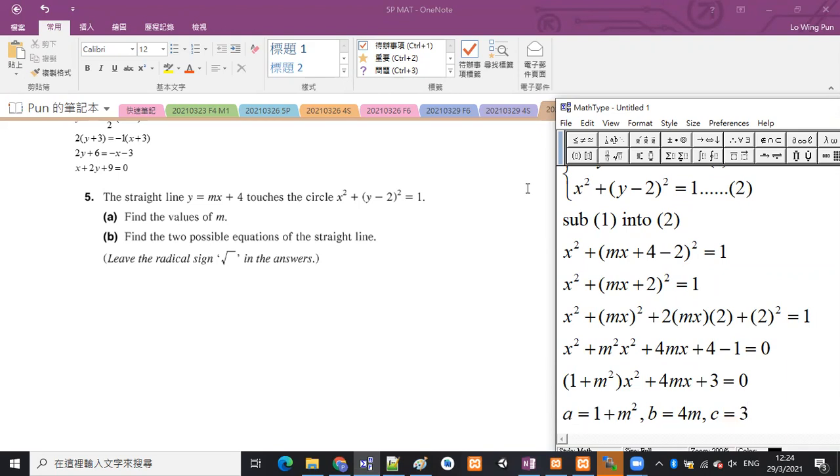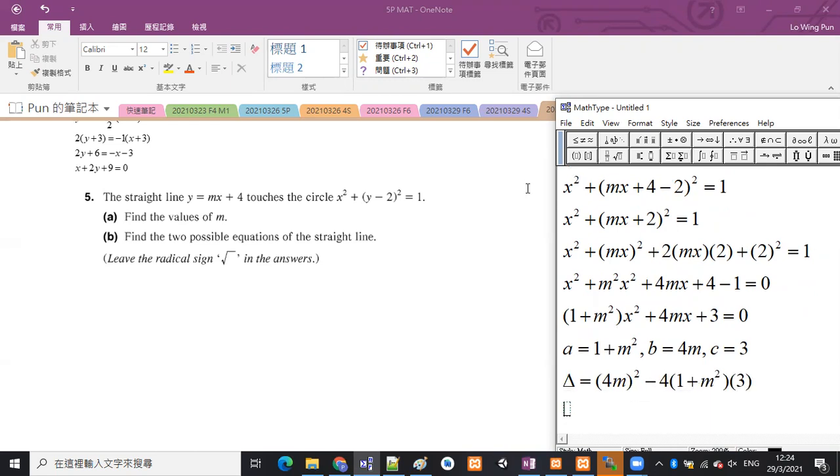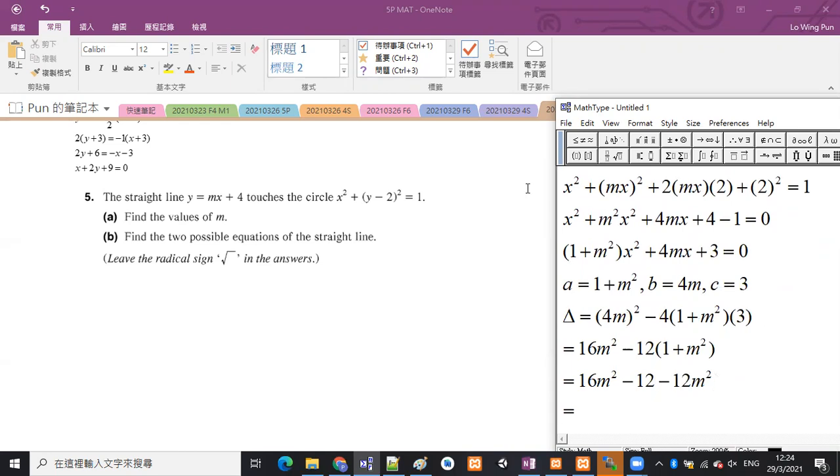Here we just need to notice that these two terms are like terms, so we need to factor them out a few times. And the delta should be equal to b squared minus 4 times a times c. That should be 16m squared minus 12 bracket. Am I going too fast? Because there is no time, so I'm going to go faster.